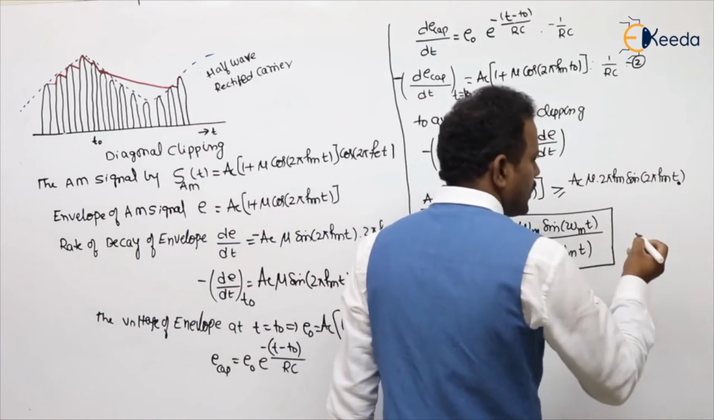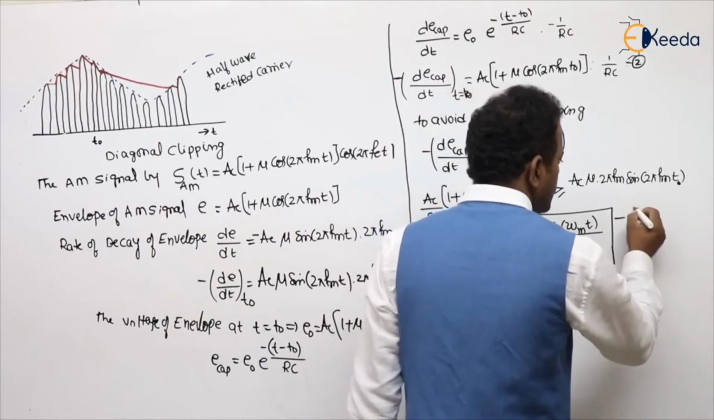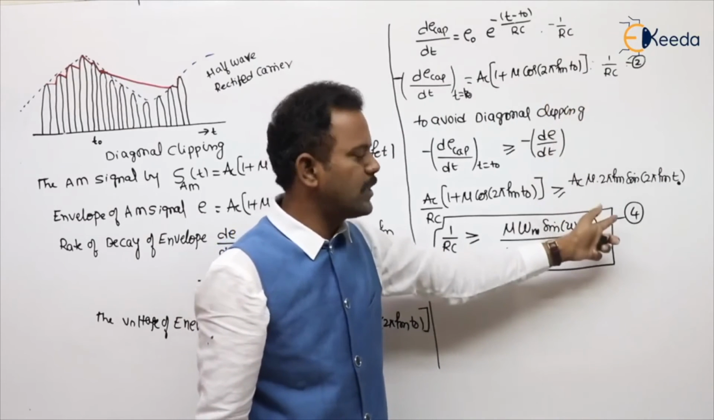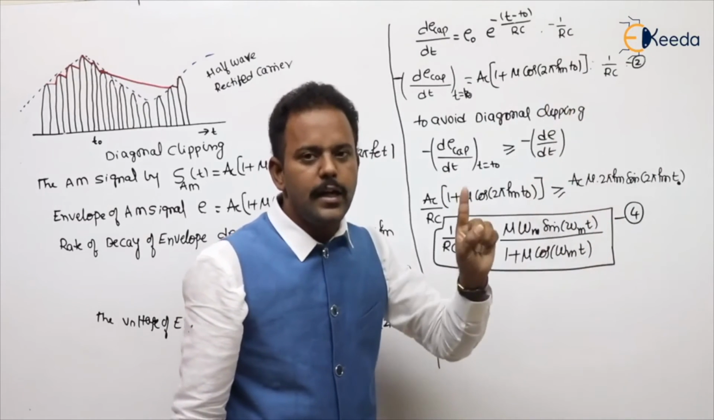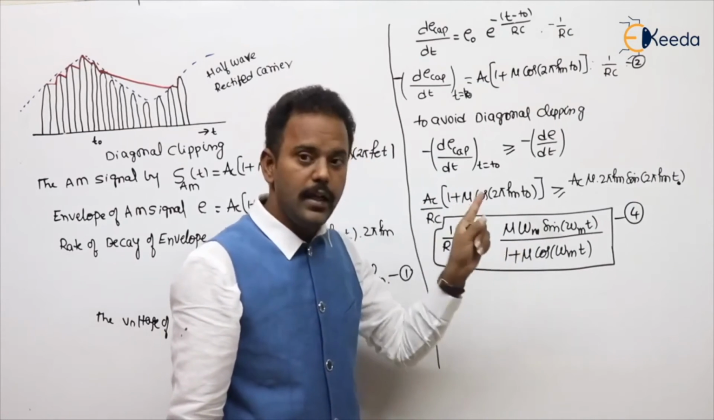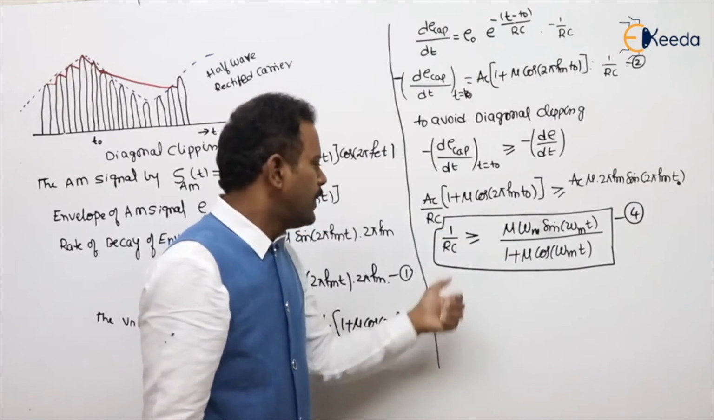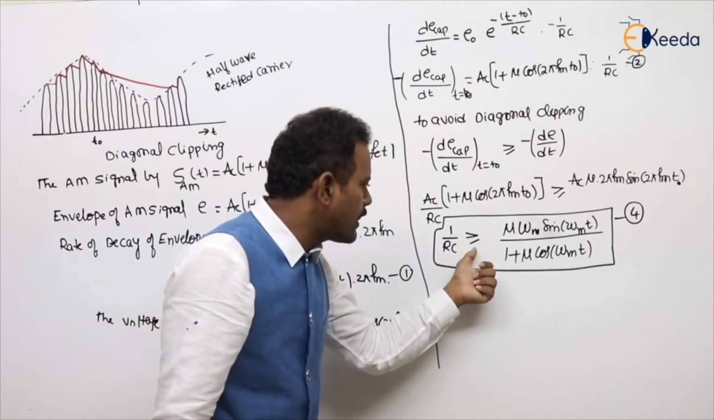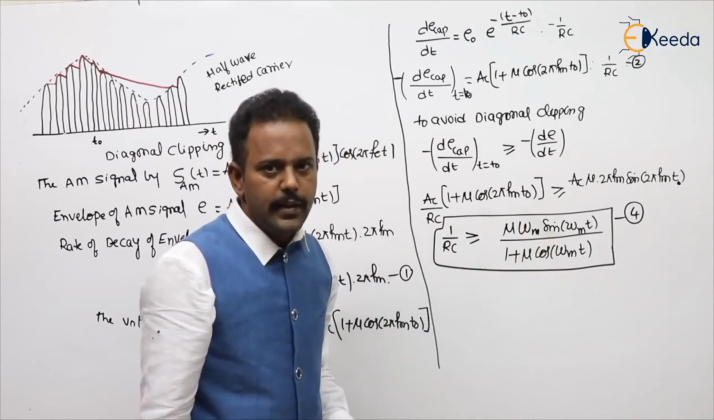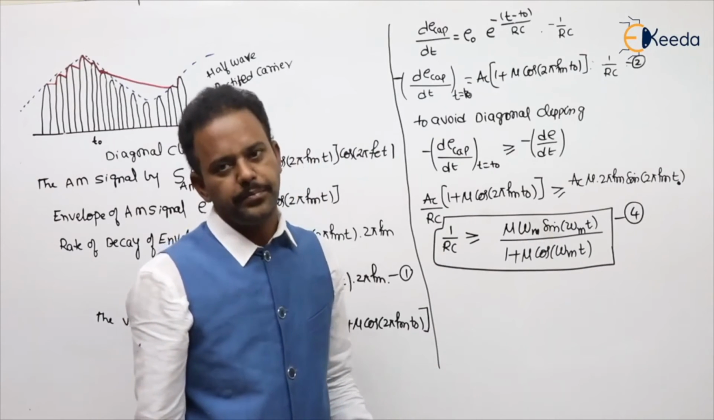In that list we already got three conditions. This is the fourth one, remember. Not an expression, I am saying; expression number 3 we know. But for diagonal clipping, the correct equations I have given are 4. This is the third, and this is the fourth one. So at an instant of time, if this 1 by RC value is greater than or equal to this right side result, then we don't have any diagonal clipping.